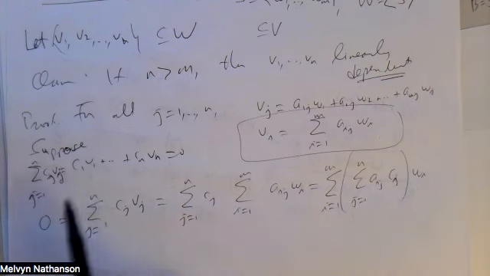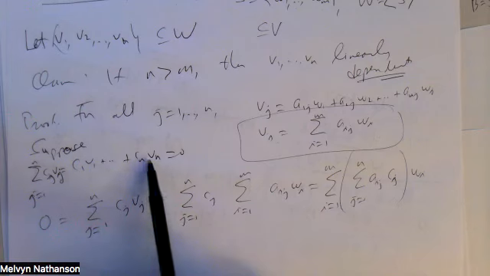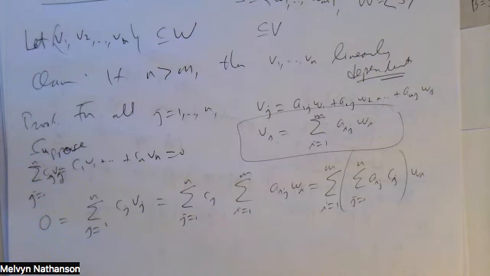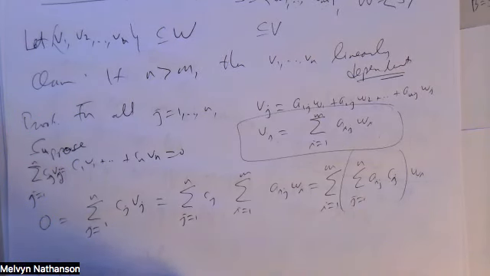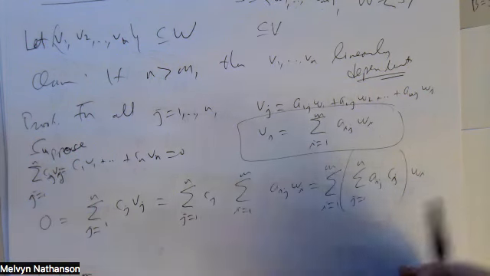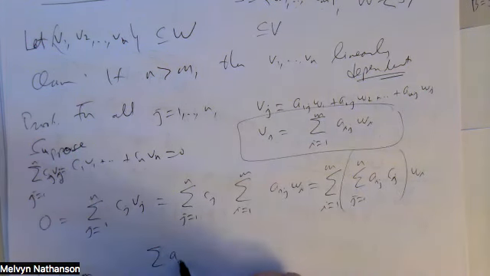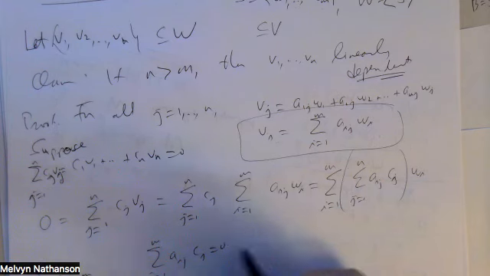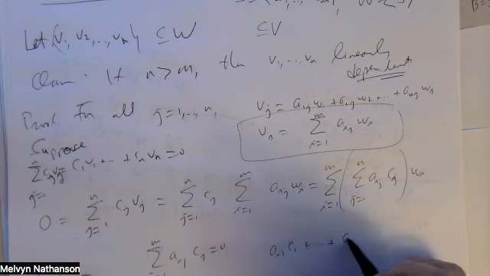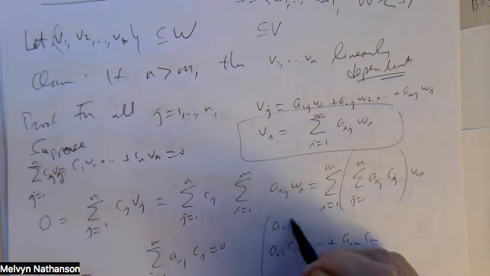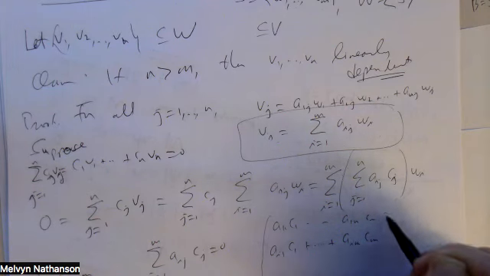The question is, can you find scalars C1 up to Cn, not all zero, to satisfy this equation? So for i going from 1 up to m, we want to find scalars such that the summation of Aij Cj, j from 1 up to n, is zero. What is this? This is an equation in n variables. This is Ai1 C1 up to Ain Cn. And I have m such equations, A11 C1 up to A1n Cn equals zero and so forth.